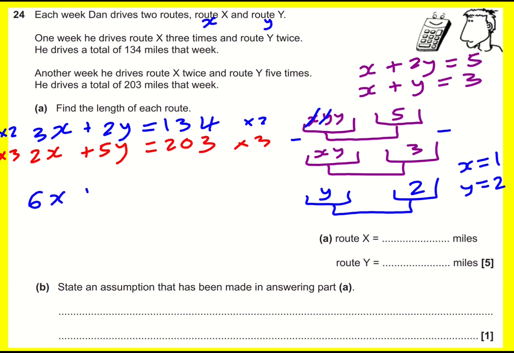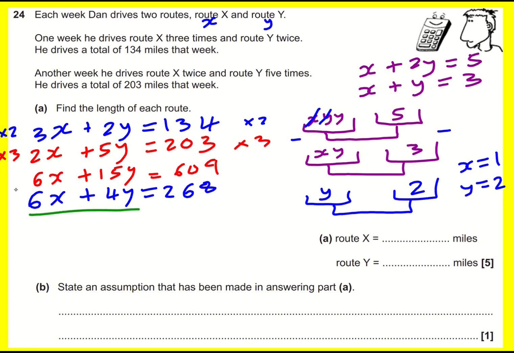So the blue one, I get 6x plus 4y is equal to 268. The red one, I'm actually going to write it above for reasons I'll talk about in a minute. I'm going to get 6x plus 15y is equal to 609. And yes, this is more complicated, but I've got a similar sort of thing now. I've managed to get the x's the same.